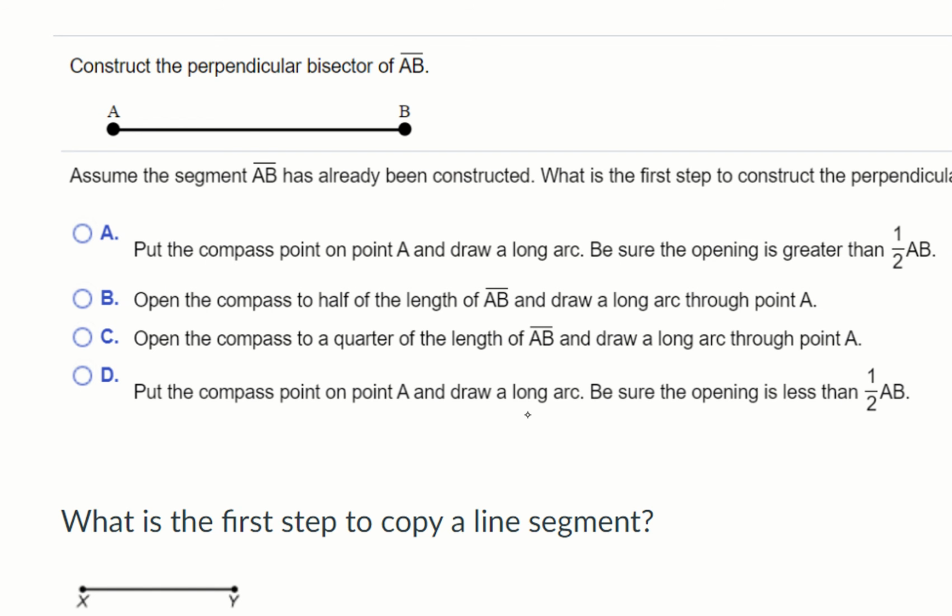Open the compass to half the length. No, not half. You want it to be greater than, so not that one. Open the compass point to 1/4. No. Put the compass point on point A and draw a long arc. Make sure the opening is less than. No. So we're looking at this one.